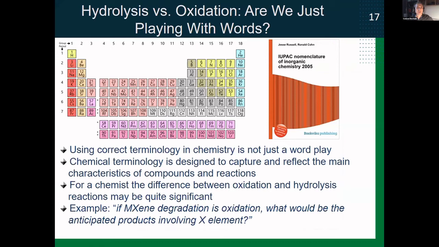And you know, chemists are notoriously famous for their love to systematize everything. This is probably the most known example. And also to use correct terminology. So we still are publishing thick books, which basically teach you how to name things correctly. This is what we are famous for. But seriously, chemical terminology, when you use it carefully, is designed to capture and reflect the main characteristics of compounds and reactions. And for a chemist, for example, the difference between oxidation and hydrolysis may be quite significant.